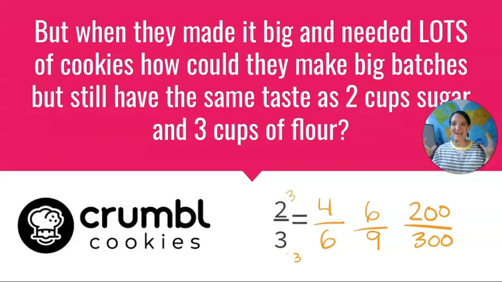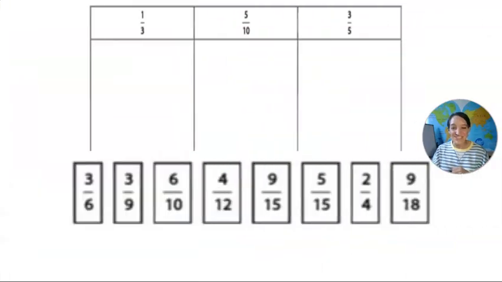So if they had a massive store and they needed to make cookies, they would mix in 200 cups of sugar, 300 cups of flour, mix it all up, and the cookies should taste the exact same as when they were making the 2 to 3 ratio. Okay, that is your equivalent ratio lesson.